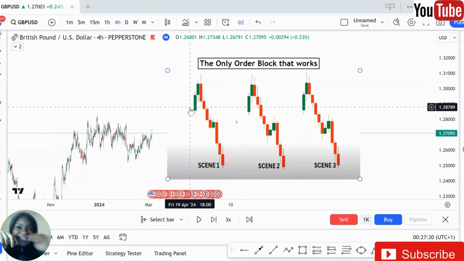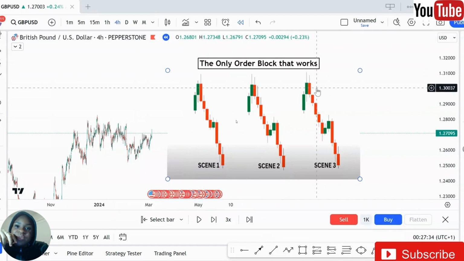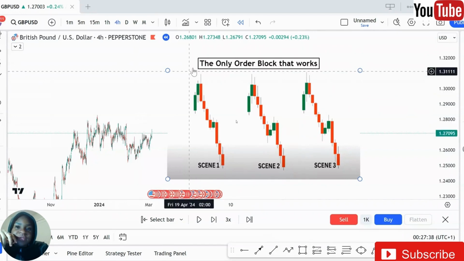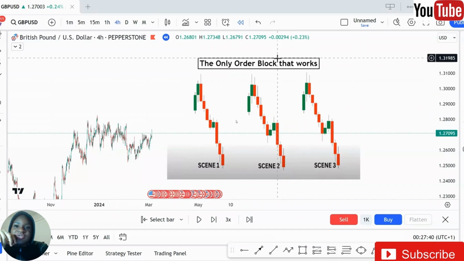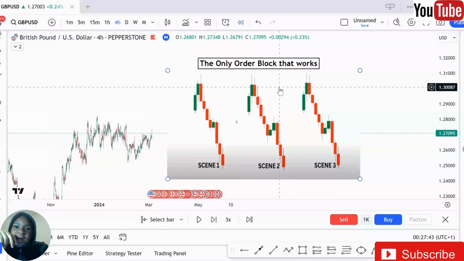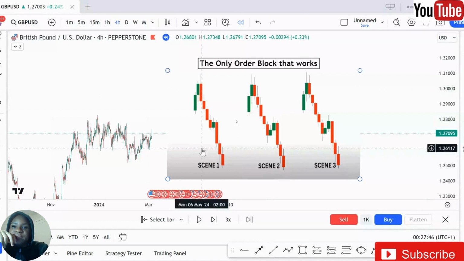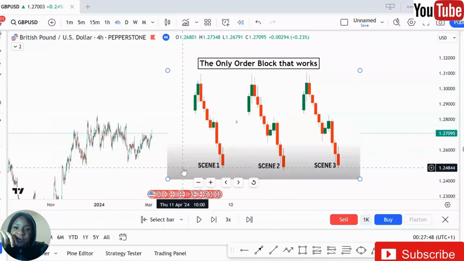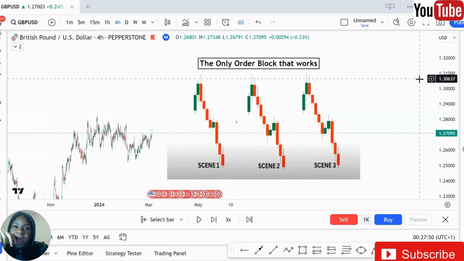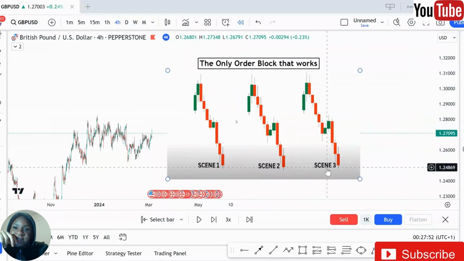Well, I stole this diagram. I'm not the owner of this diagram, so I like to make a note here that I'm not the owner of this diagram. I took this diagram from my coach actually to teach people how to get the right order block and how to locate the order block. So now we have three scenes: scene 1, scene 2, and scene 3. You can see it in the diagram.